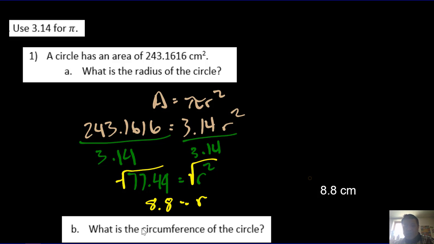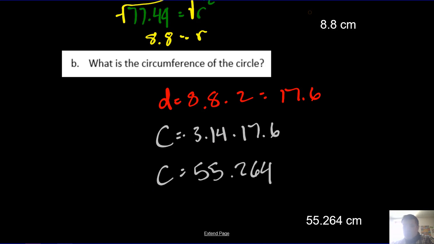The second part says, what is the circumference of the circle? Go ahead and try that out on your own. What you should have found was that the circumference was 55.264 centimeters, because if the radius is 8.8, the diameter is 17.6, because you multiply that by 2. Multiply our diameter by 3.14, we get 55.264 centimeters.